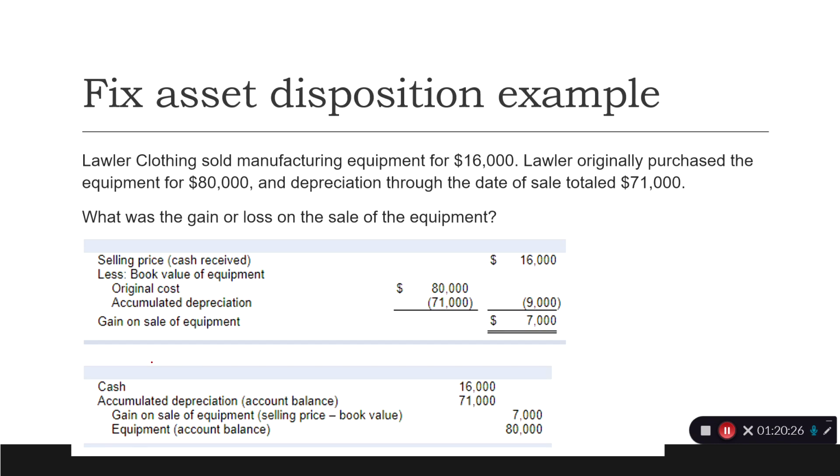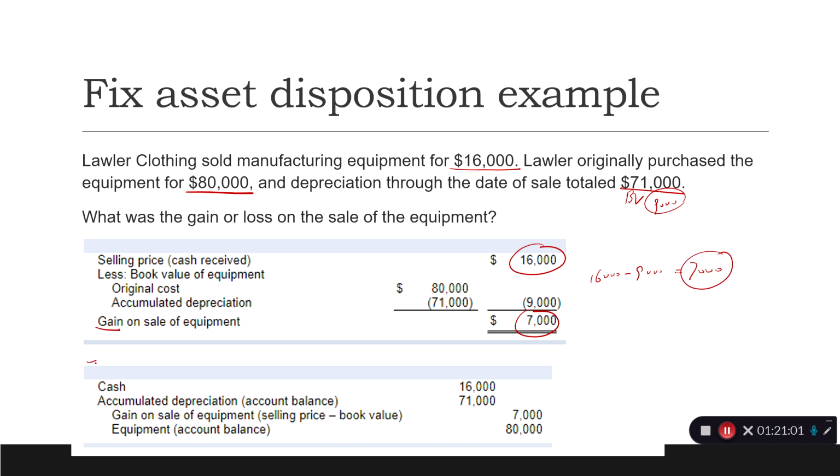Okay. So let's look at this example. Lawler Clothing sold the manufacturing equipment for $16,000. Lawler originally purchased equipment for $80,000 and depreciated it to the date of sale for $71,000. So that means only $9,000 is the book value, right? And then if the manufacturing equipment is sold for $16,000 in cash, that means $16,000 minus $9,000. That means it's gonna be $7,000, which is gonna be the gain.